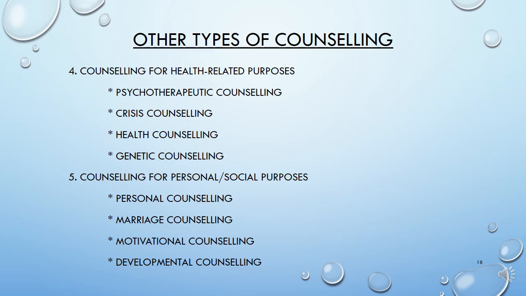And genetic counseling: there are people who are having some genetic problems which come down from generation to generation. Such kind of problems can be dealt with in genetic counseling. And the next, fifth one, is counseling for personal and social purpose. In that we have personal counseling, marriage counseling, motivational counseling, and developmental counseling.